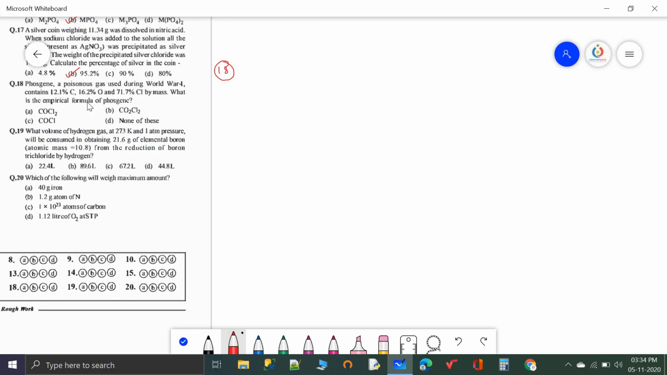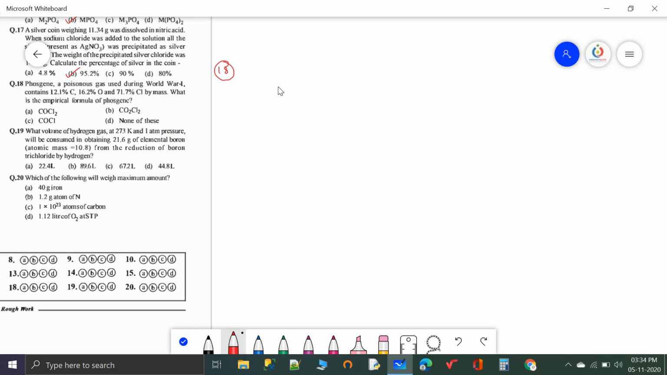Let's try to solve question number 18. Phosgene, a poisonous gas used during World War I, contains 12.1 percent carbon, 16.2 percent oxygen, and 71.7 percent chlorine by mass. What is the empirical formula of phosgene? Phosgene itself is COCl2 gas. Directly you can answer this question. Even if you know the phosgene formula is COCl2, no other empirical formula is present for phosgene.